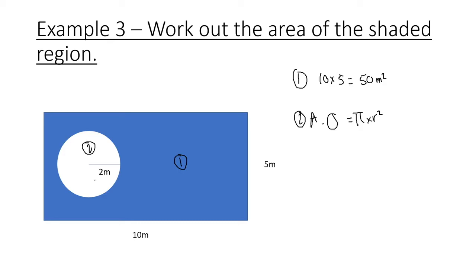Now the actual question itself, it gives us the radius, so we don't need to work it out, so we just need to input our correct numbers, so it would be pi times by 2 squared, which gives us an answer of 12.56637061.